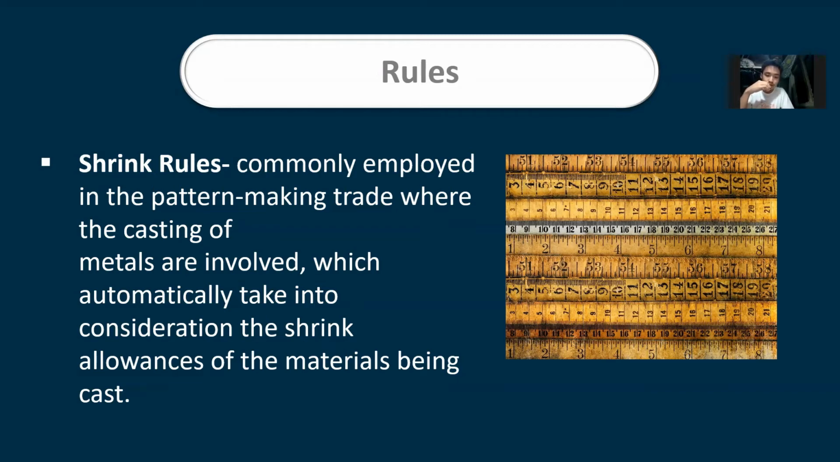So for short, yung mga shrink rules, parang ruler din sila, pero may konting adjustment. For example, yung shrink rule para sa iron, instead na regular na 1 inch, nag-increase siya ng 1/8 inch para sa allowances. Kasi may times na nag-shrink sila due to external forces. Next slide.